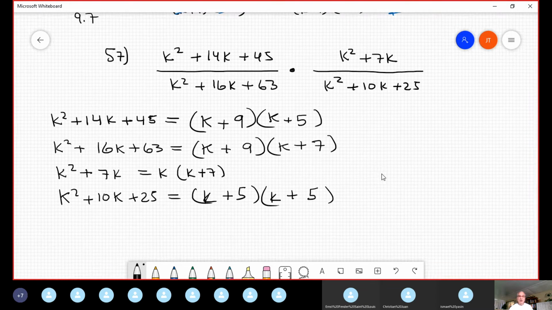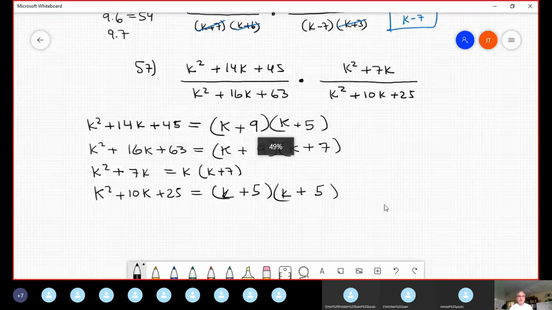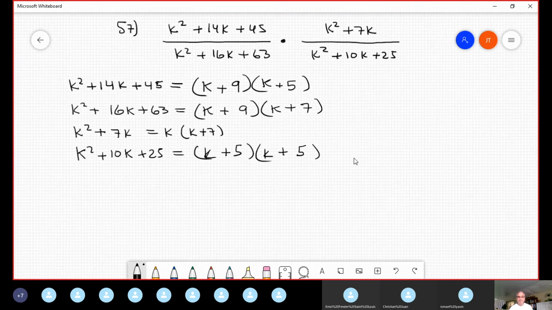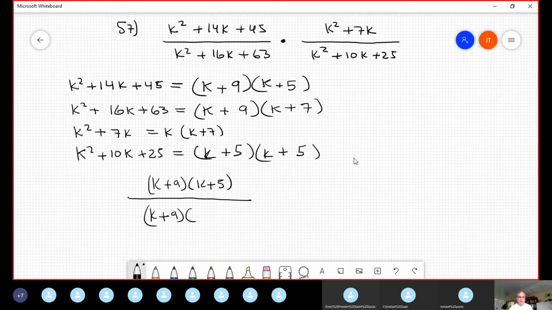Replace each trinomial by the corresponding factorization, and let's see what happens. This is the funny part. k plus 9, k plus 5, over k plus 9, k plus 7, times k, k plus 7, over k plus 5, k plus 5.